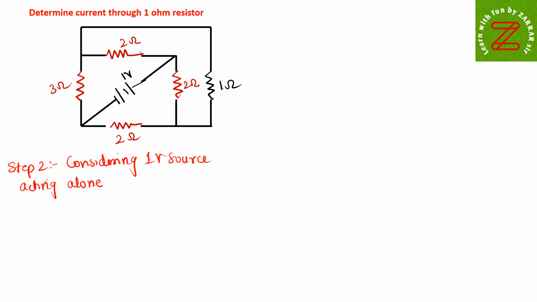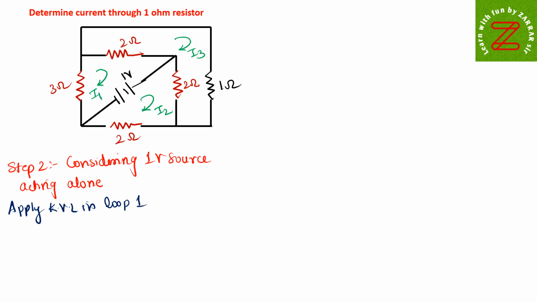If I consider the 1 volt source acting alone, I'll apply KVL in these 3 loops. I'll now name them I1, I2 and I3. And you are now being very perfect in applying KVL. Let's apply KVL in loop 1. If you apply KVL in loop 1, what will happen? Try to understand the equation.